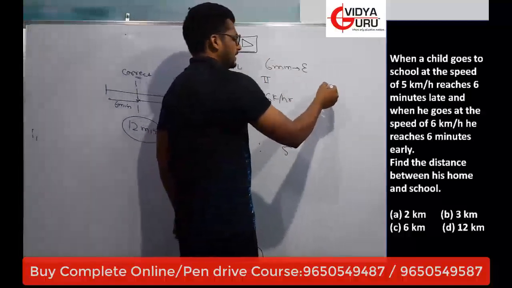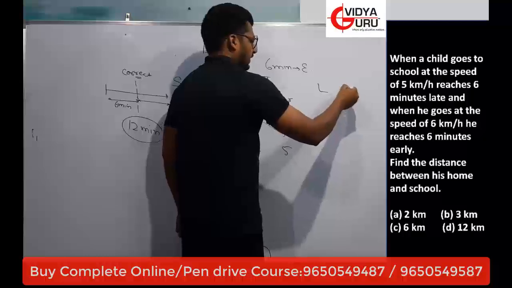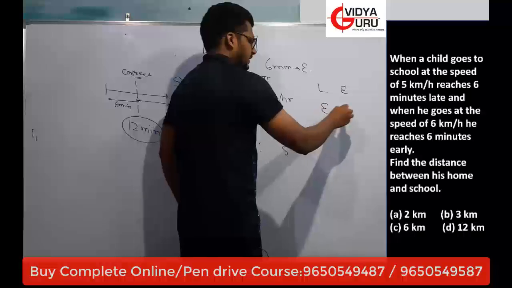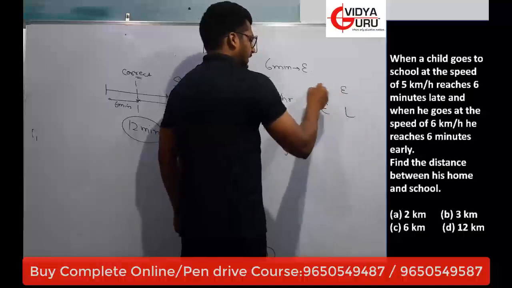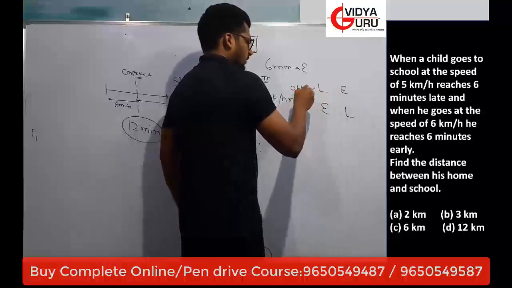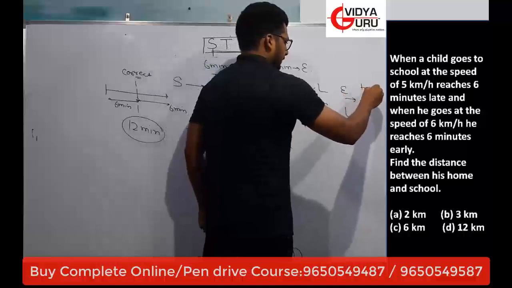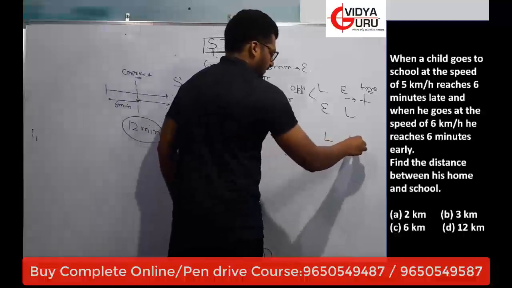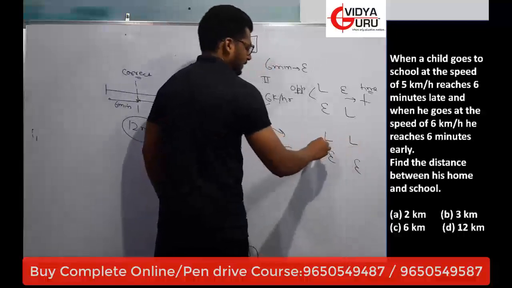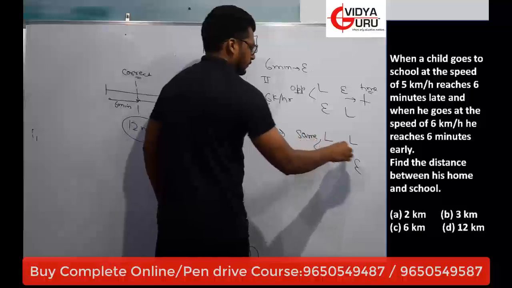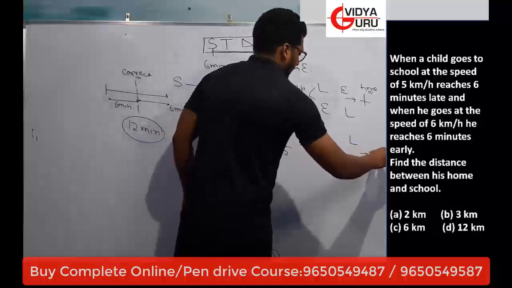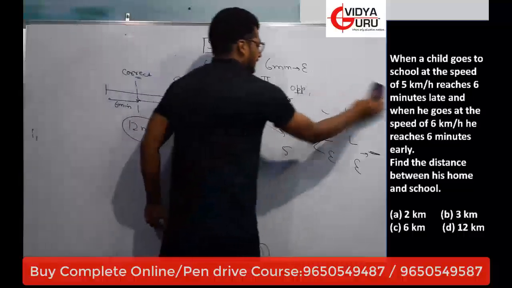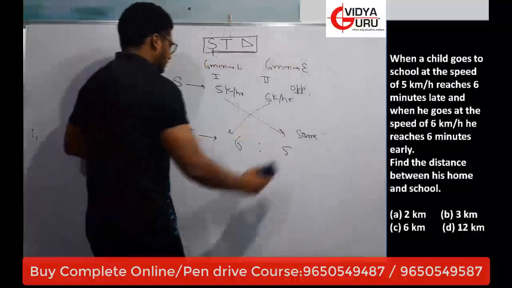If case is opposite, late, early, first he is late and second time he is early, or first he is early, second time he is late. If case is opposite, we add time. Time is added. 6 plus 6, 12. But if case is same, late, late or early, early, we subtract time. So in this case, what is the concept behind it?